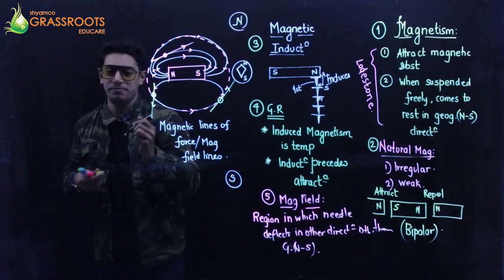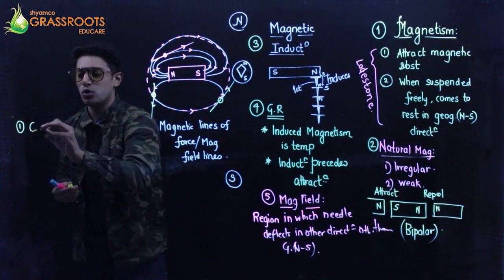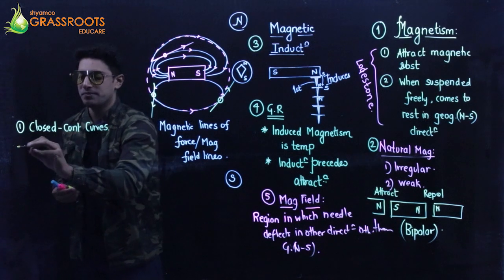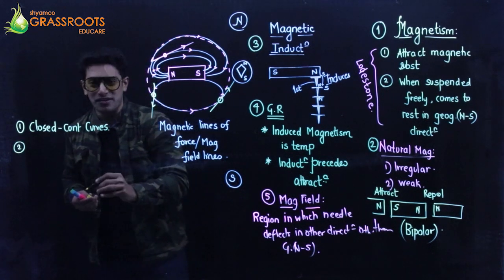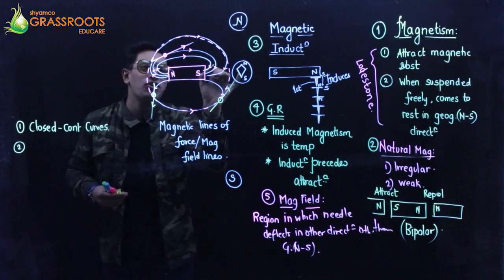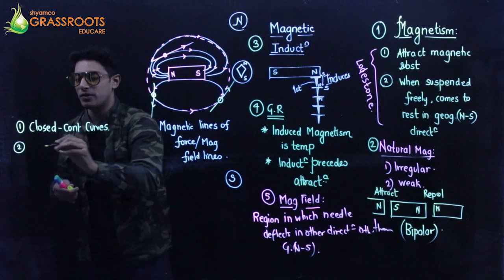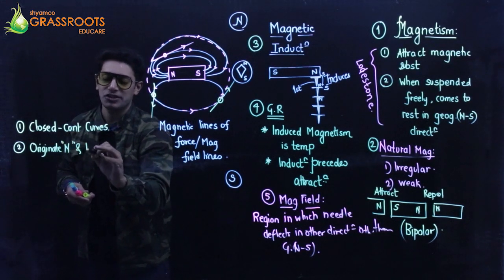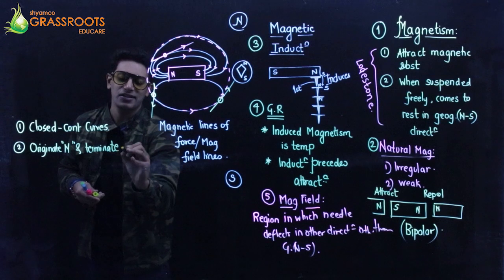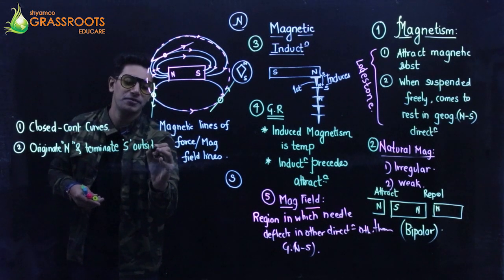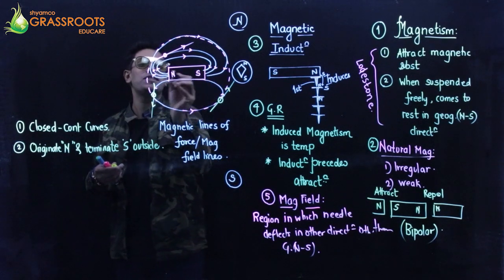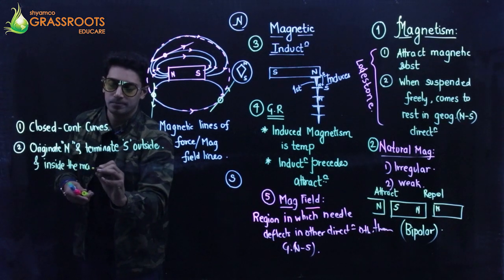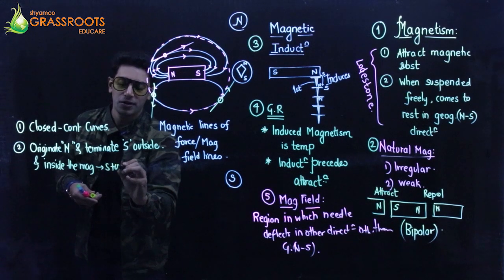Let's start with property number one. These lines are closed continuous curves. Second property. They originate from the north and they terminate to the south outside. Okay. So can I say they originate from the North Pole and they terminate, they end at the South Pole outside the magnetic field. But inside, they run from South to North. And inside the magnet, they run from South to North.